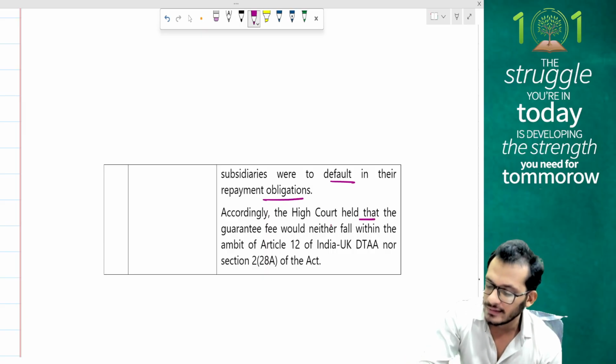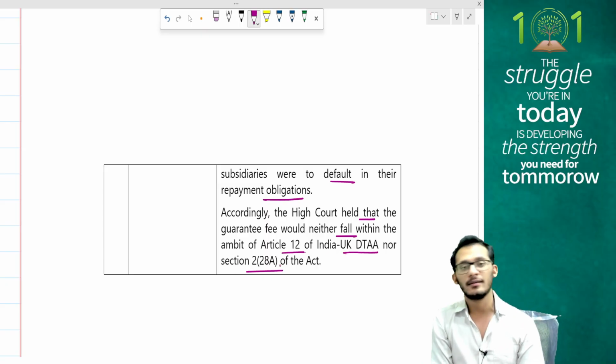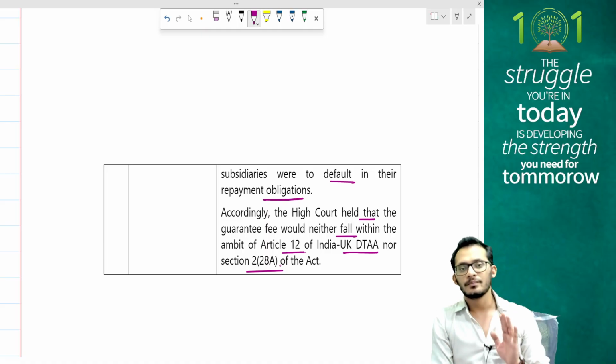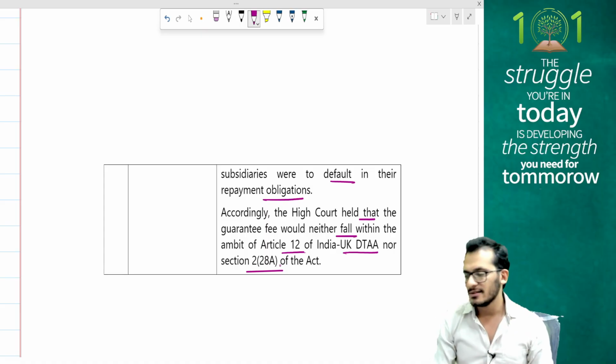Accordingly, the High Court held that the guarantee fee would neither fall under Article 12 of the UK DTAA nor Section 228A of the Income Tax Act, and therefore the person is not liable to tax in India. Yes, this makes it simpler for him.